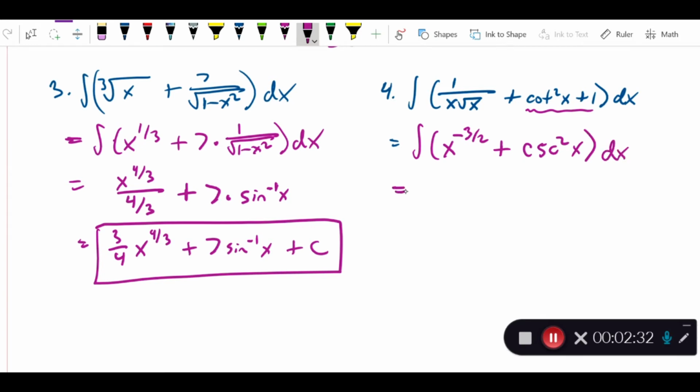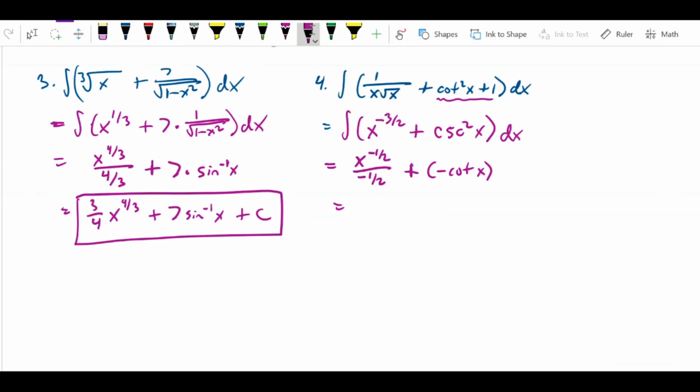I realize some of you are looking at it and saying, well, am I really expected to remember that? The answer is yes, you are. So what we're going to do is add 1 to the negative 3/2, so that gives us x to the negative 1/2 over negative 1/2. And then the antiderivative of cosecant squared is negative cotangent. So just clean this up a little bit. That becomes negative 2x to the negative 1/2 minus cotangent x, which equals negative 2 over the square root of x minus cotangent x, and then of course the hardest part of the problem, the plus c, and we're done.